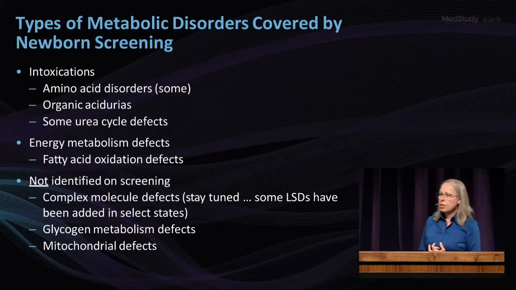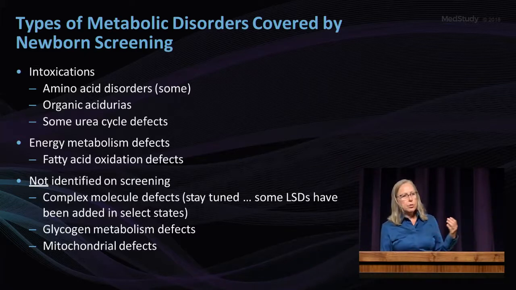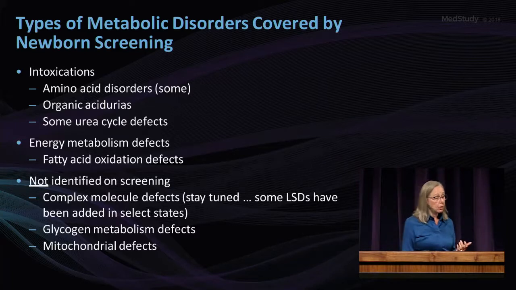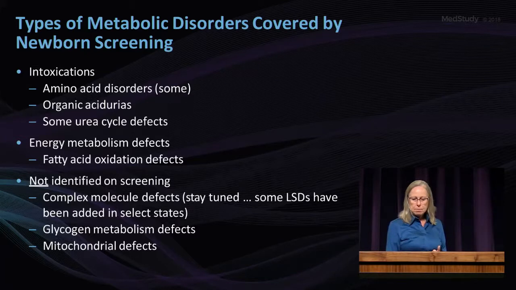You really can't screen for the glycogen metabolism defects because they present with hypoglycemia. There's not an abnormal metabolite to go looking for. And the mitochondrial defects are difficult as well, because you may throw off abnormal metabolites with time, but they're not very consistent.